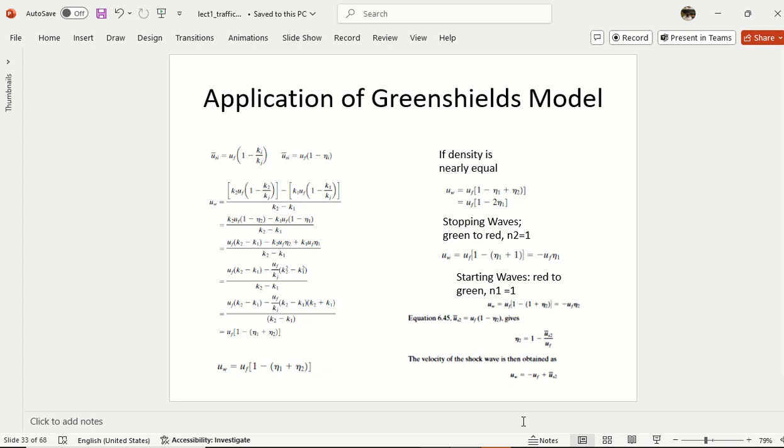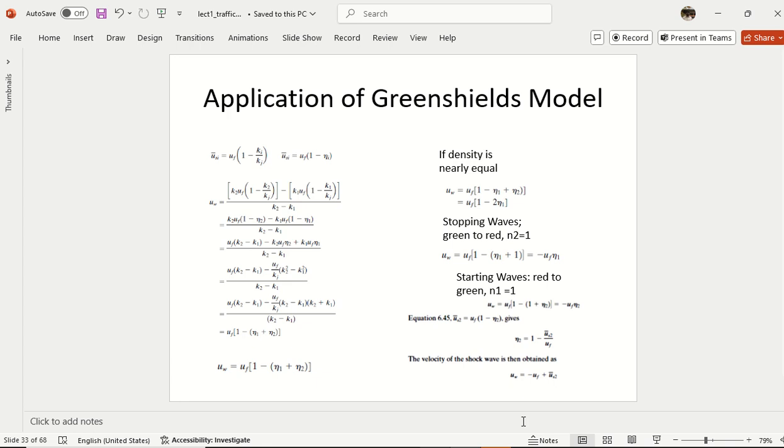This one. Here Us means space mean speed. Uf means free flow speed. Kj means jam density, and K is density. So this is the actual equation we have.